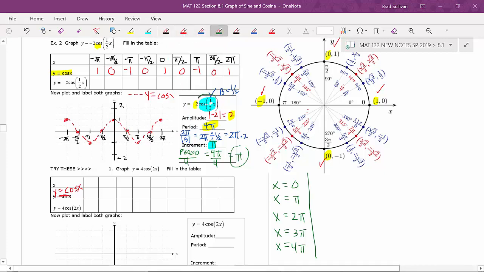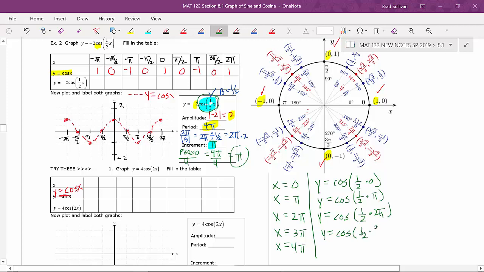I like to teach students to work inside out. So we're going to do y equals cosine of 1/2 times 0. Don't worry about the -2. Let's just get this part taken care of. Then we're going to do y equals cosine of 1/2 times pi, and so forth. Y equals cosine of 1/2 of 2 pi. Y equals cosine of 1/2 of 3 pi. And then finally, y equals cosine of 1/2 of 4 pi.